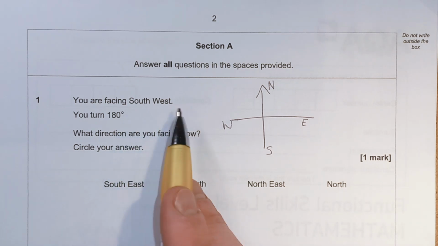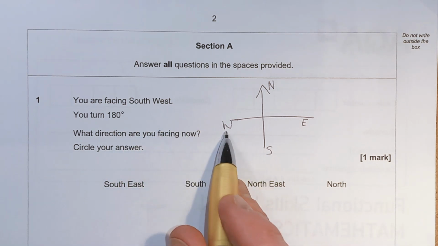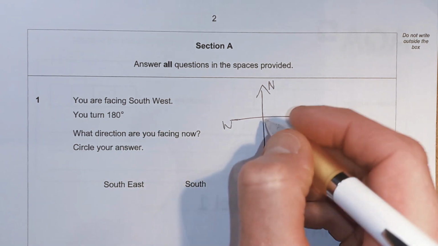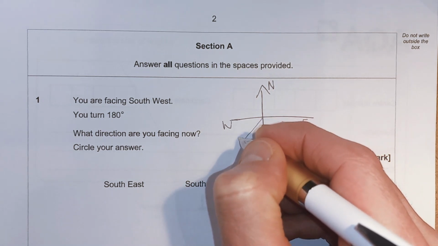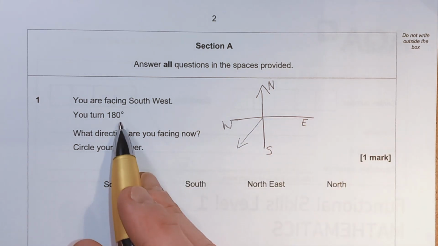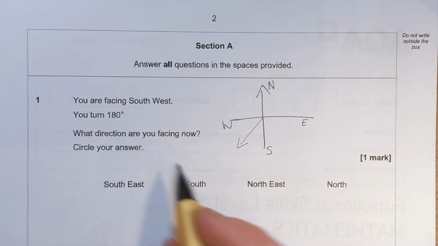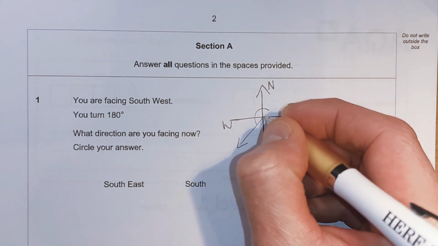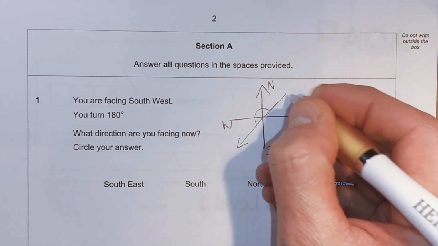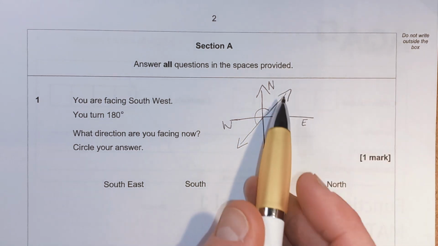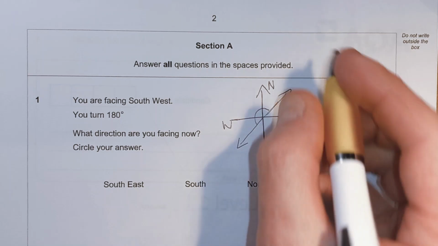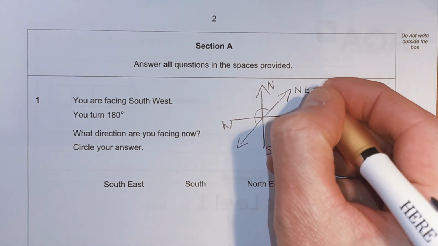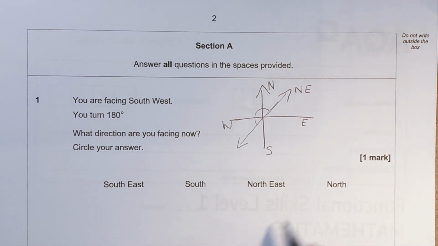So if you're facing southwest, that means it's going to be halfway between south and west. So you're facing that way, and you turn 180 degrees. Well, that's like half a circle. So you're going to be going all the way around to a straight line, which means you're now facing halfway between north and east, which is going to be northeast.